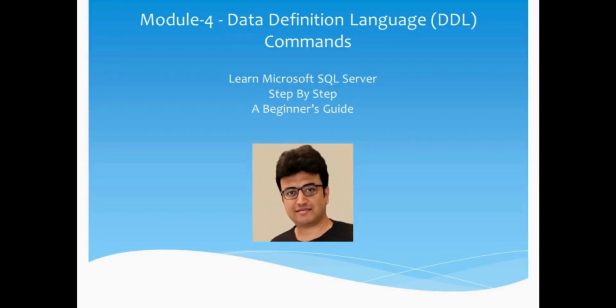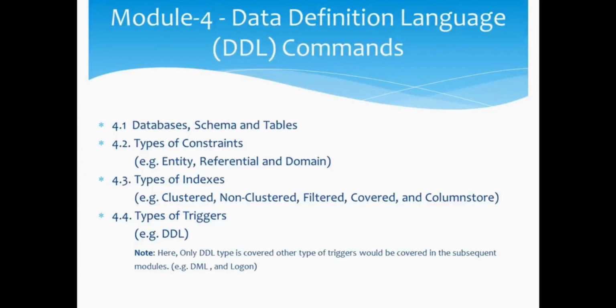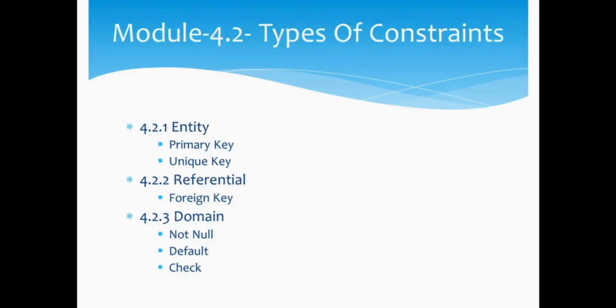In this module, we will be covering module 4.2, which is types of constraints. Now, types of constraints. How many types of constraints are there? There are three kinds of constraints. One of them is entity. The second one is referential, and the third kind of constraint is domain, in which primary key, unique key, foreign key, not null constraint, default constraint, and check constraints are there, right? So let's just see them in action.